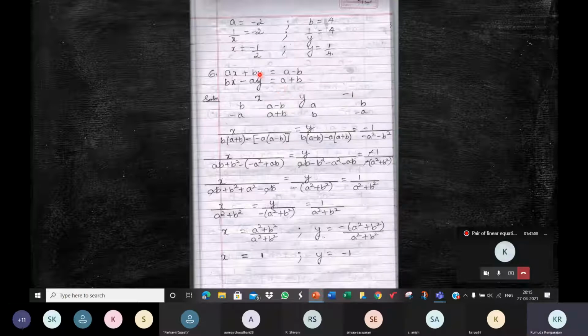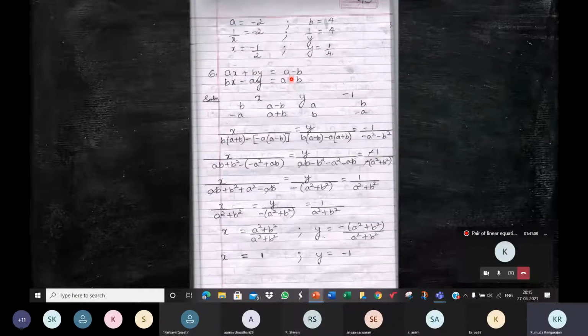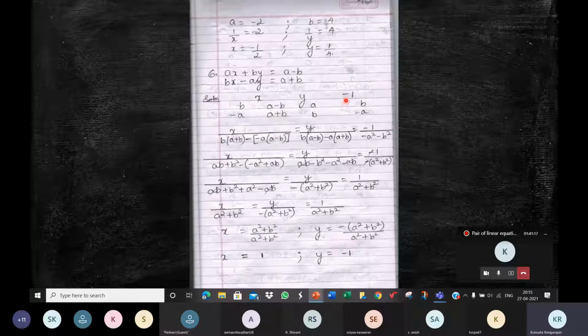Now let's start writing the coefficients of y: plus b, minus a. After writing the coefficients of y, we need to write the constants: this is b1, b2, and here c1, c2. Don't change the sign. Only the heading will change, minus 1. Don't make any changes in the sign here: a minus b, a plus b.